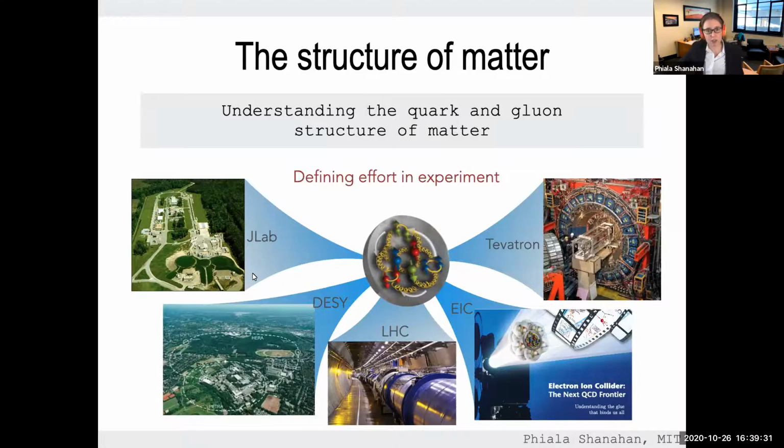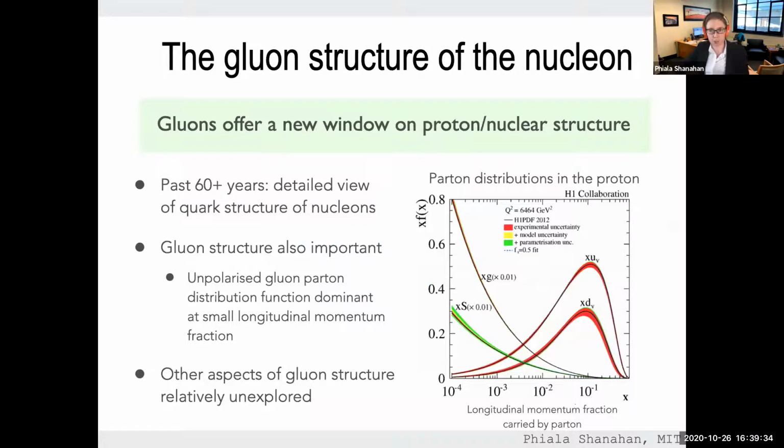One aspect of this question that my group's been targeting over the last couple of years is the gluon structure of the proton and neutron, collectively called the nucleon. In some sense, gluons really offer a new window on proton and nuclear structure. Compared to the quark structure, we know far, far less about the gluon structure of the proton or the nucleus. We do know, of course, that gluons are important in nuclear structure. They're the force carriers of the strong force that's binding quarks into protons and binding protons into nuclei, but there are also aspects where we've been able to measure the gluon's importance.